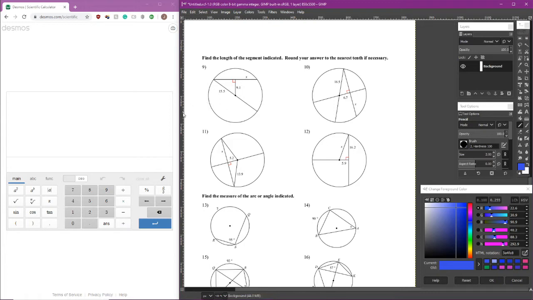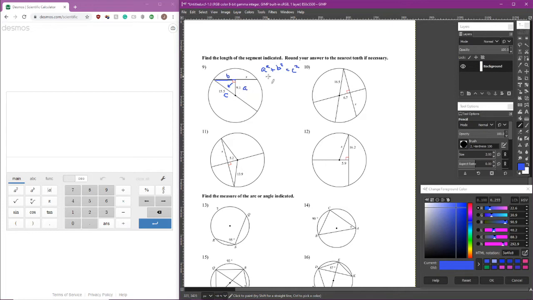Okay, for number 9, what we need to remember is a squared plus b squared equals c squared, our old Pythagorean theorem. And I'll just write it up here. Remember that the right angle always points to the hypotenuse, and the hypotenuse is always c. This then would be a, and this is b. We need to find this length right here.